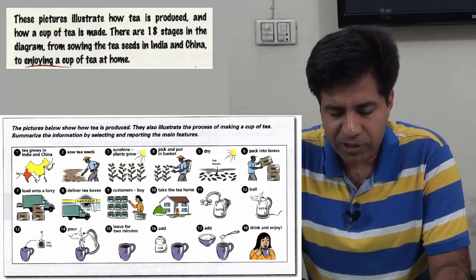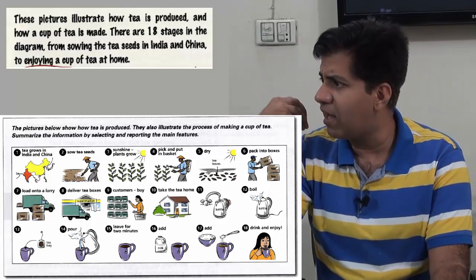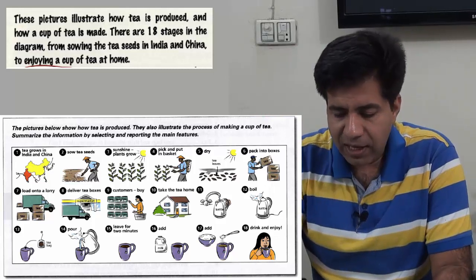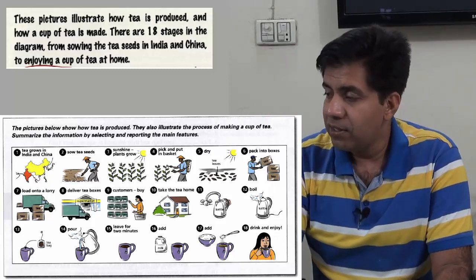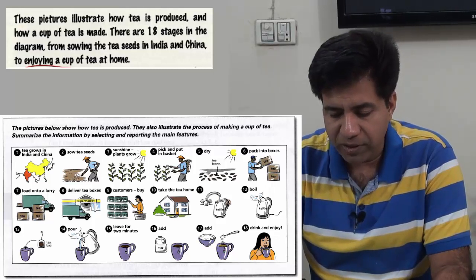Then pick and put in basket. They pick the tea leaves and put it into the basket. Have you seen in Kenya and somewhere else, there are the ladies, they are picking the tea and putting into the basket. And then they dry tea leaves. They put it in the sun and they dry tea leaves and then pack into boxes.